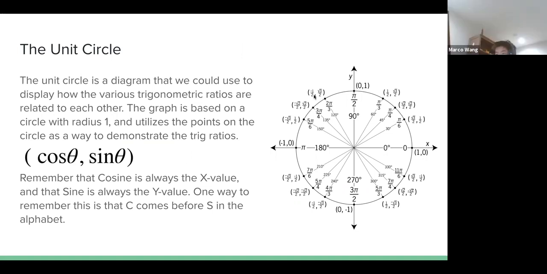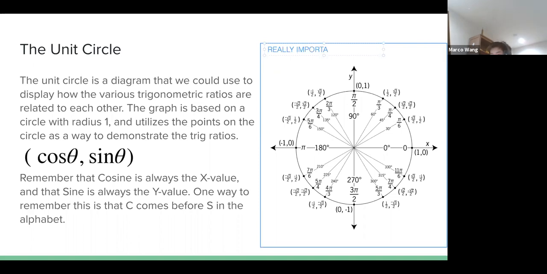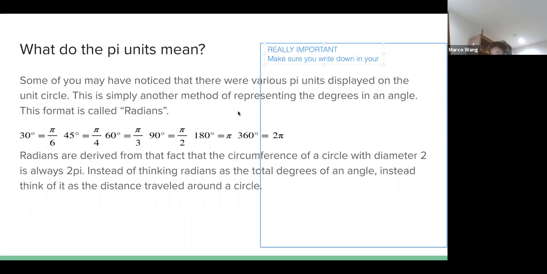So this is the unit circle. The unit circle is a diagram that we can use to display how the various trigonometric ratios are related to each other. The graph is based on a circle with radius 1, and it utilizes the points on the circle as a way to demonstrate the trig ratios. Remember that cosine is always the x value and sine is always the y value. One way to remember this is that c comes before s.